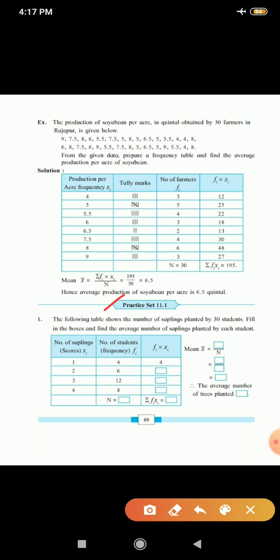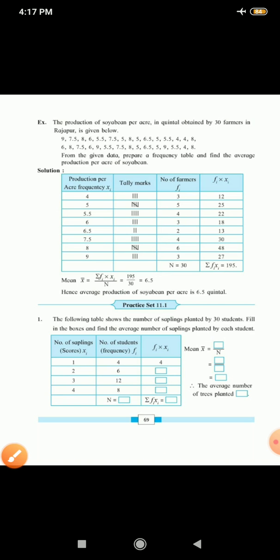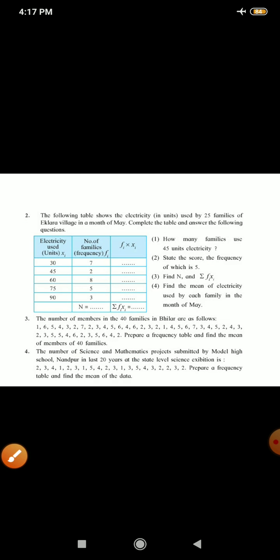So mean, that is x bar, is equal to, write the formula on the top, summation Fi into xi upon n. So that is equal to 80 upon 30, that is equal to 2.6. Therefore, the average number of trees planted is 2.6. Now, let us go to the second problem on the next page.